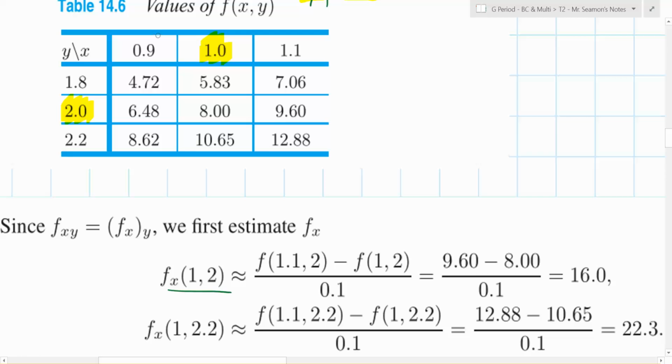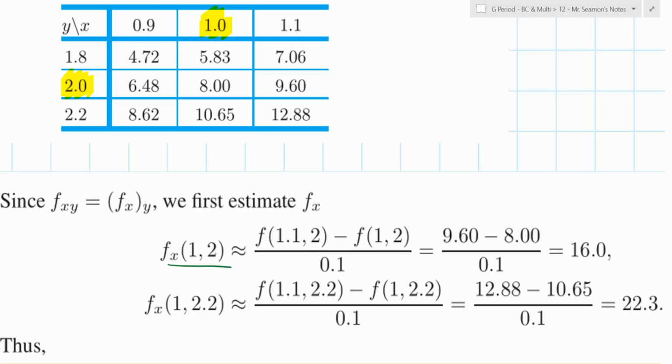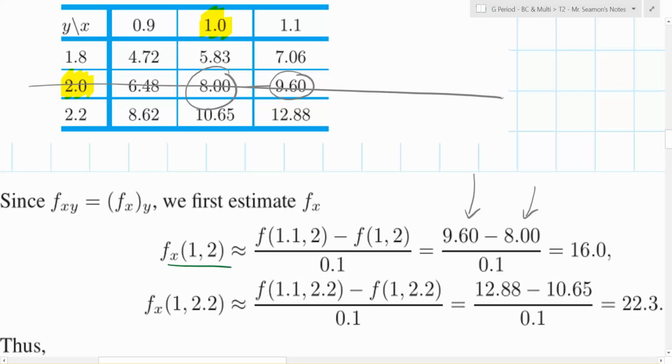So look, it's challenging here. You have f of 1.1, 2, so that's this one right here, the 9.6. And what do they subtract from it? The 8 right there. So they're calculating this distance, because what's being held constant right now? The y is constant. So they subtract 8 from 9.6, and what do you divide by? 0.1, which is 1.1 minus 1. So that's fx at 1, 2.